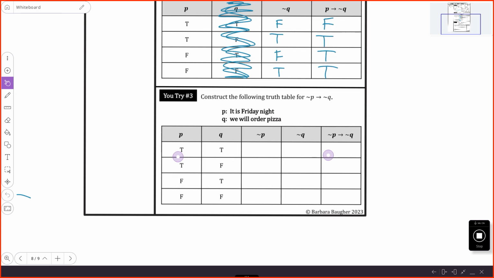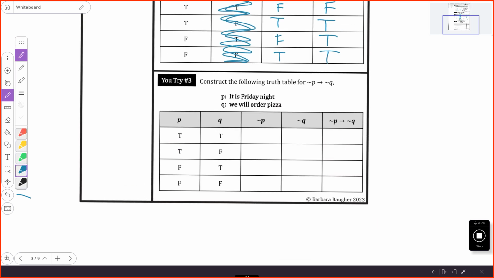So first thing I need to do is negate P and negate Q. So negating P. Then I'm going to negate Q. And now I can ignore these first two columns because all I'm looking at is negate P implies negate Q. So take a second, see if you can figure out what's supposed to happen on your truth table.